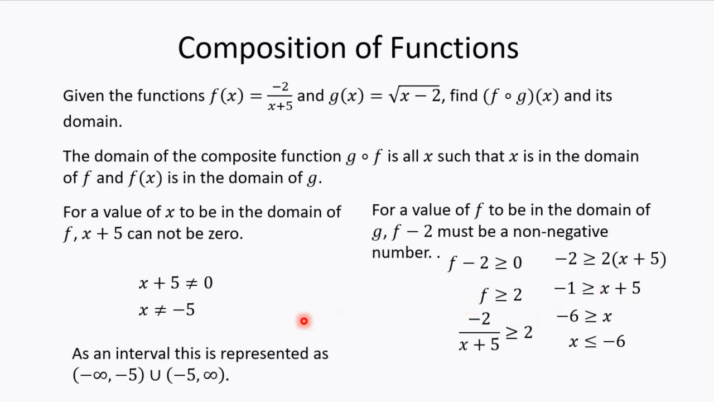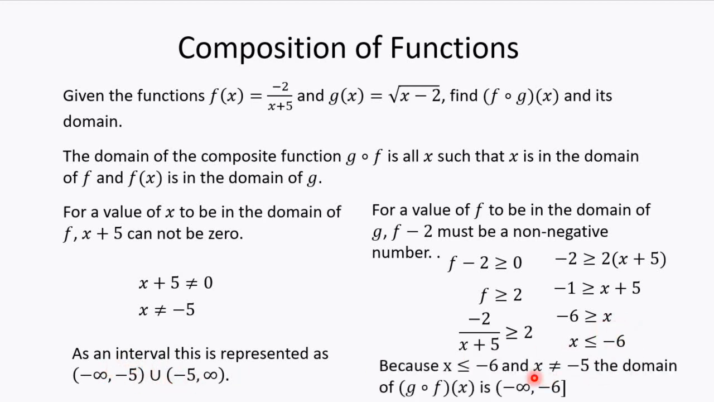So I have that x cannot be negative 5, but x also has to be less than or equal to negative 6. And because x has to be less than or equal to negative 6 and x cannot be negative 5, the domain of g of f is just the interval from negative infinity to negative 6, including negative 6. Basically, all x's less than or equal to negative 6.